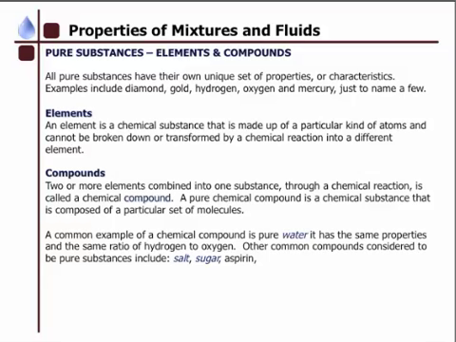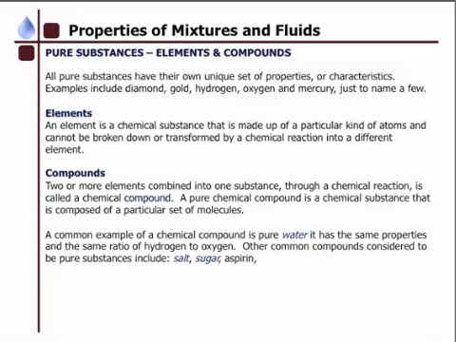So if we're going to look here at pure substances, so elements and compounds, all pure substances have their own unique set of properties or characteristics. So examples there are diamond, gold, hydrogen, oxygen, mercury, those are just to name a few, and all of those happen to be elements. Alright, so an element is a chemical substance that is made up of a particular type of atom and cannot be broken down or transformed by a chemical reaction into a different element. An element is an element. It's like the most finite type of particle.